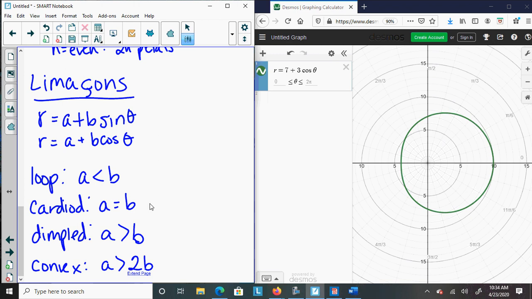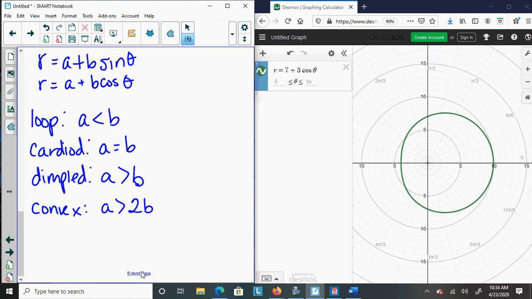We have our loops, our hearts, our little bit of a dimple, and then ones that are almost a circle, but you just kind of cut in a little bit right there. But you get the numbers the same way. 7 comes from A. 7 plus 3 is 10. 3 minus 7 is -4. So that would be there. So A plus B here, B minus A here, A and A. And obviously it's rotated if it's a sine graph rather than a cosine.